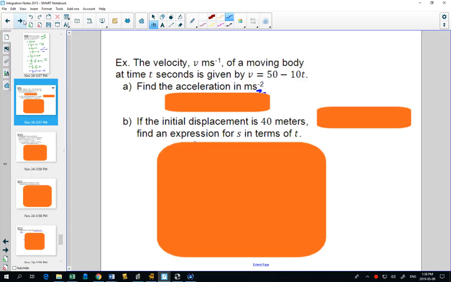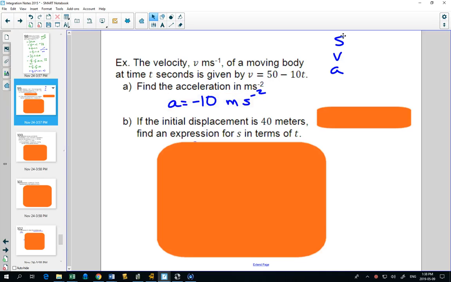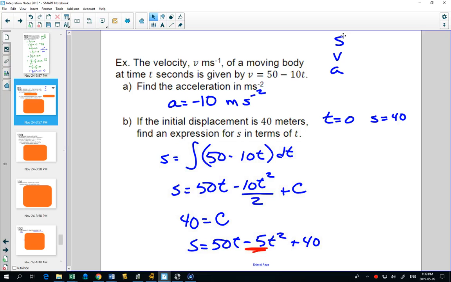So we've got our velocity. If we want to go from velocity, again, I often write out off to the side to remind me which is going in which direction. I want to go velocity to acceleration, so I'm going to take the derivative, and the derivative would be negative 10 meters per second squared. Initial displacement is 40 meters. That means when time is 0, s is 40. And now we're integrating backwards from velocity to displacement. We have to plug in 0 for t and 40 for s to figure out that c is 40.